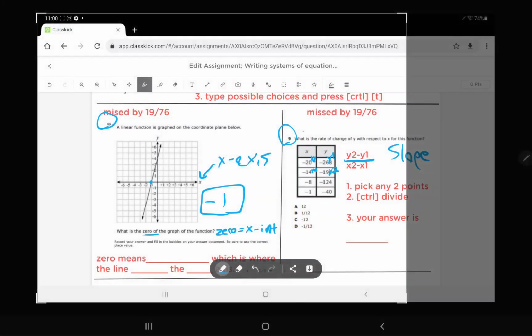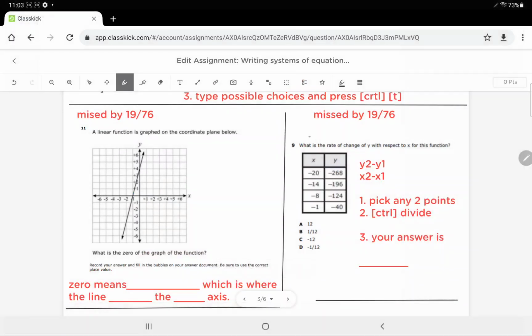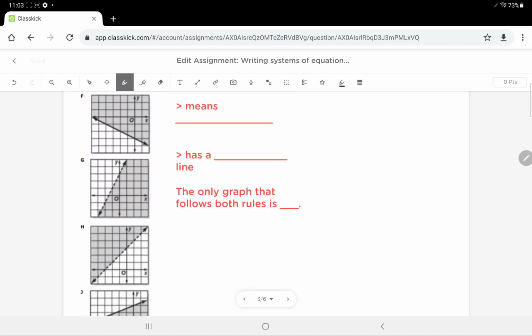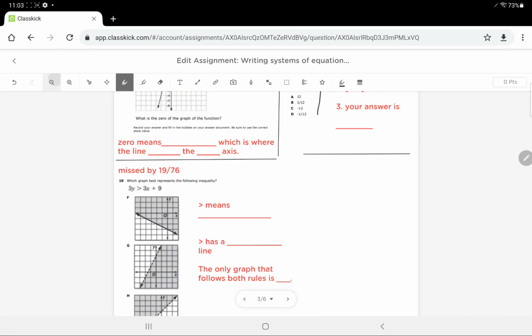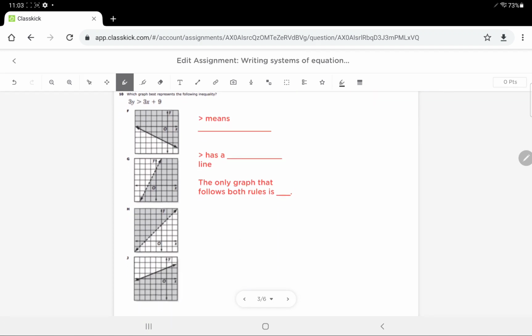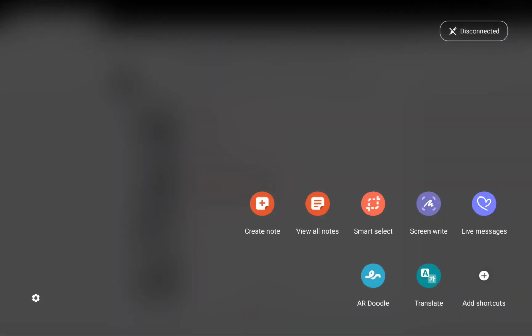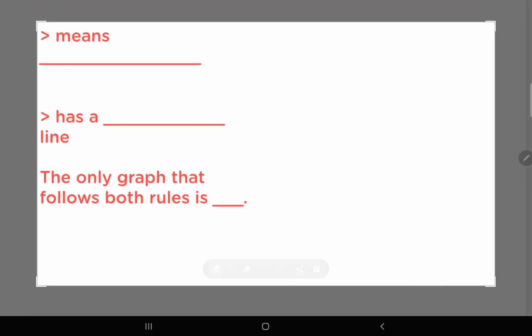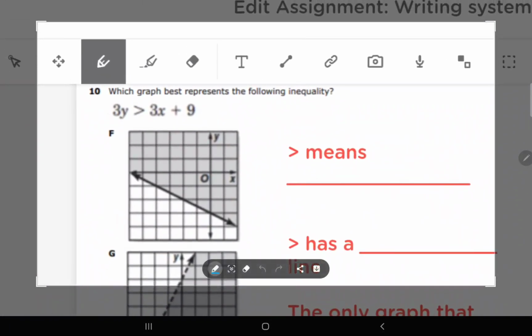Okay, let me go back. There we go. Now I'm actually going to go to the bottom. This one might be a little tricky, but trust me, it is not that tricky. If you know what to look at, you don't even have to solve for y. A couple of things: we're working with an inequality, so this is going to be an inequality right here, right?